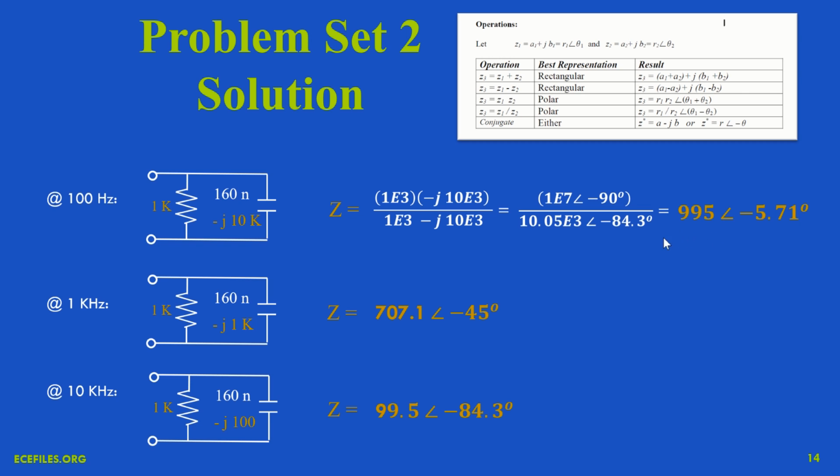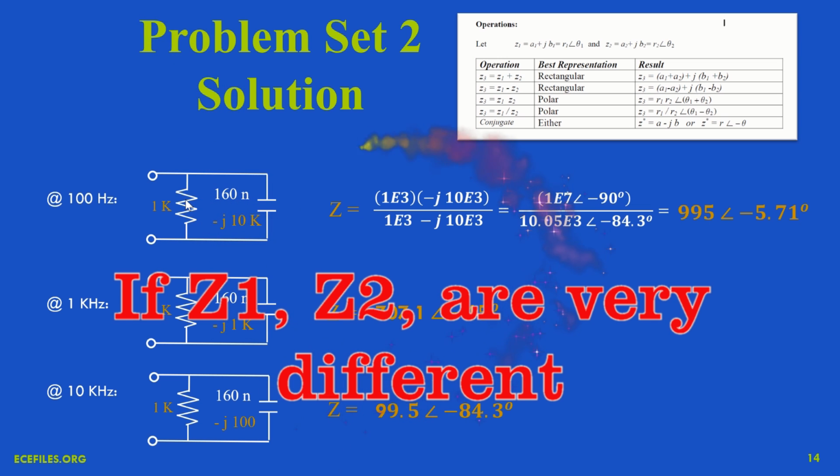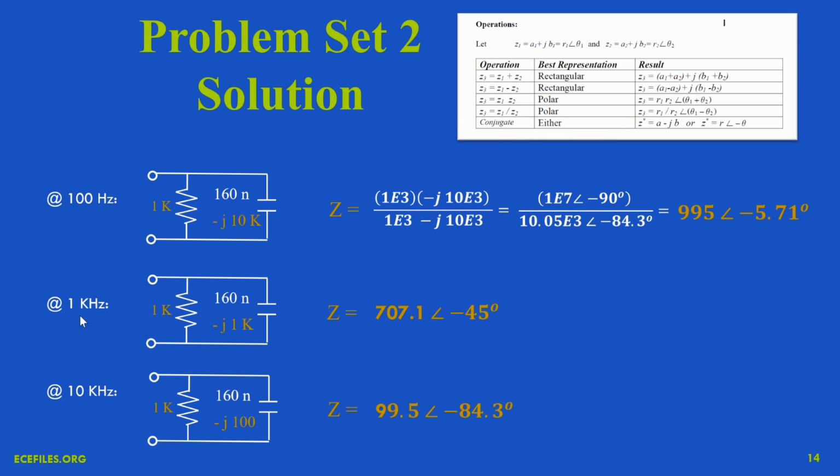And now we take a deep breath and forget about all this messy stuff and say, what's the upshot? We got a 1K ohm resistor in parallel with a minus j10K ohm capacitive impedance from the 160 nanofarad capacitor. What's the result? Well, the result is that it looks a whole lot like a resistor of 1K. When these two things are in parallel, the small guy wins in parallel situations. At 1 kilohertz, both of these matter, and we end up with 707 ohms at an angle of minus 45 degrees.